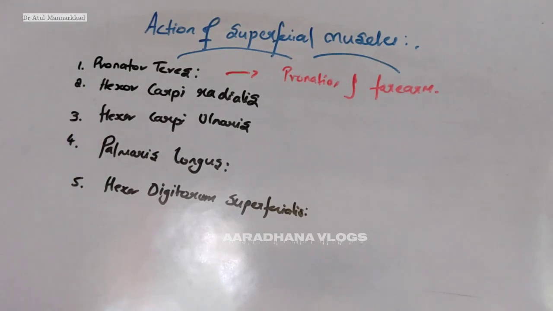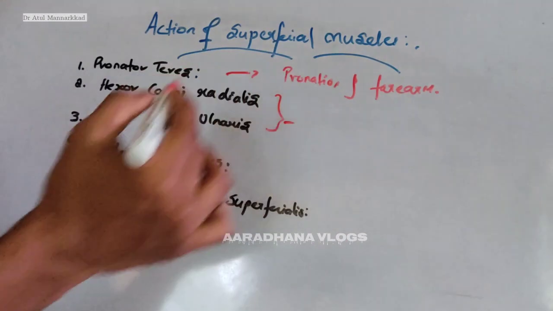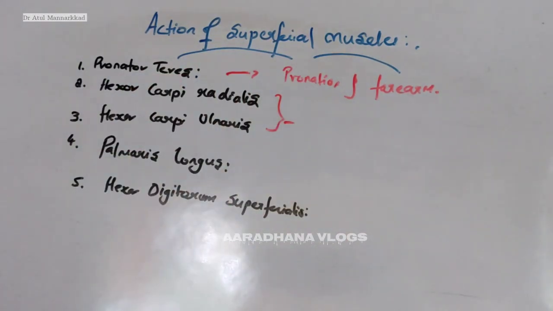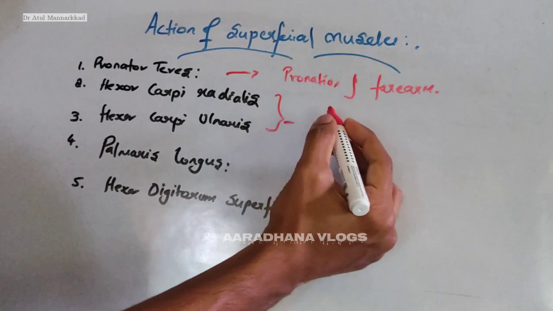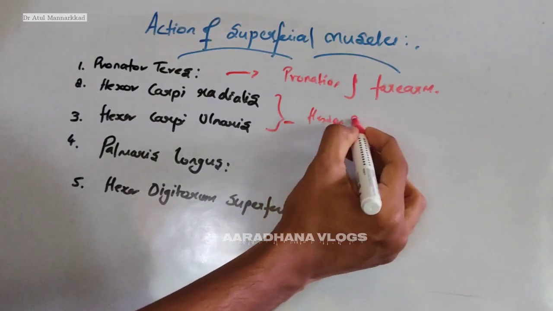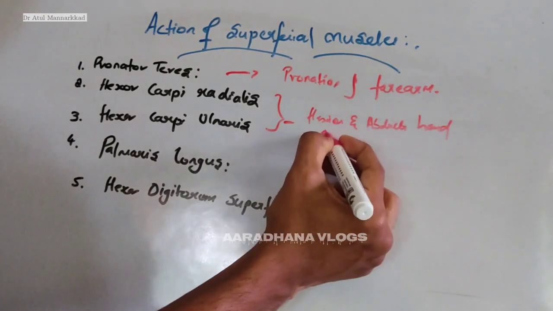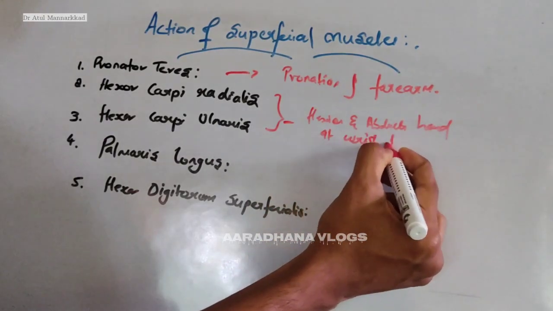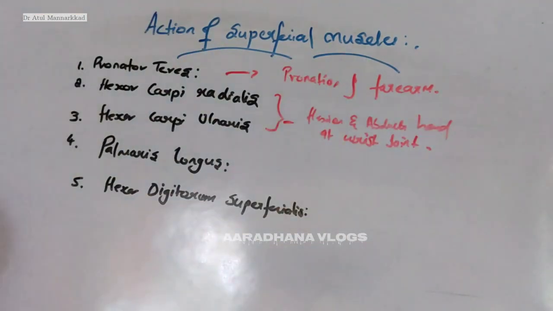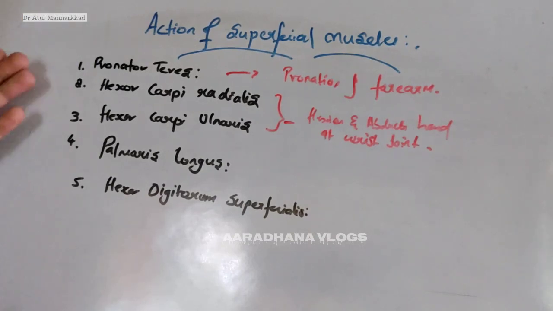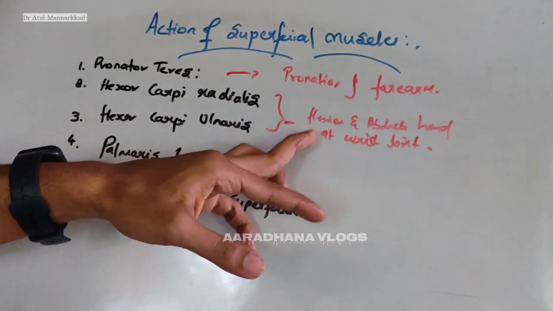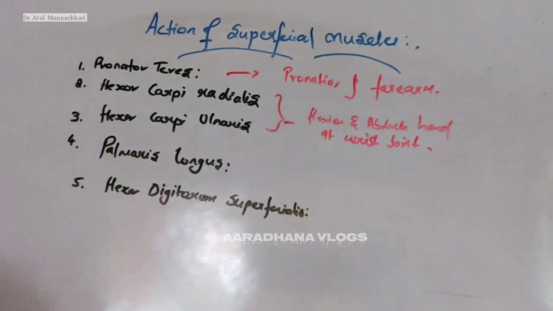Third one is the flexor carpi ulnaris. Both actions are the same, that is, they help in the flexion and the abduction of the hand at the wrist joint. So flexion, and it abducts the hand at the wrist joint. Very easy to remember: flexor carpi ulnaris and flexor carpi radialis both have the same action, flexion and abduction of the hand at the wrist joint. Abduction is moving away from the body. Flexion, you are just flexing.